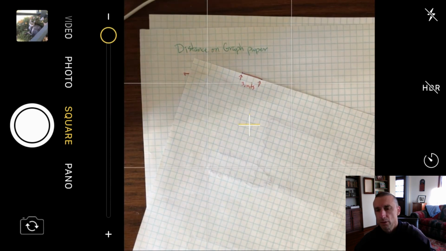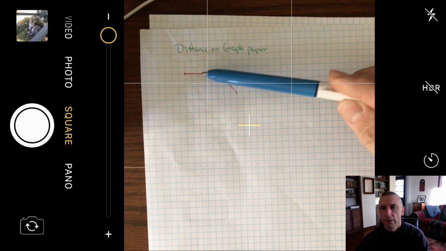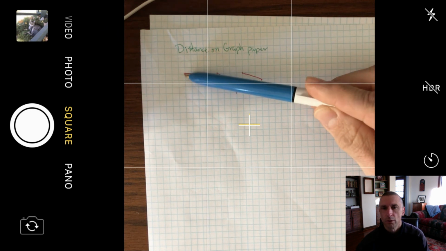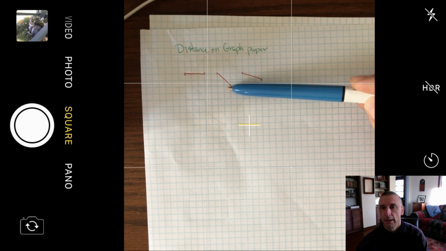So when we measure on graph paper, we are only going to measure along horizontal or vertical lines. We will not measure or know for sure a measurement on a diagonal line unless we use a ruler or do some calculating.